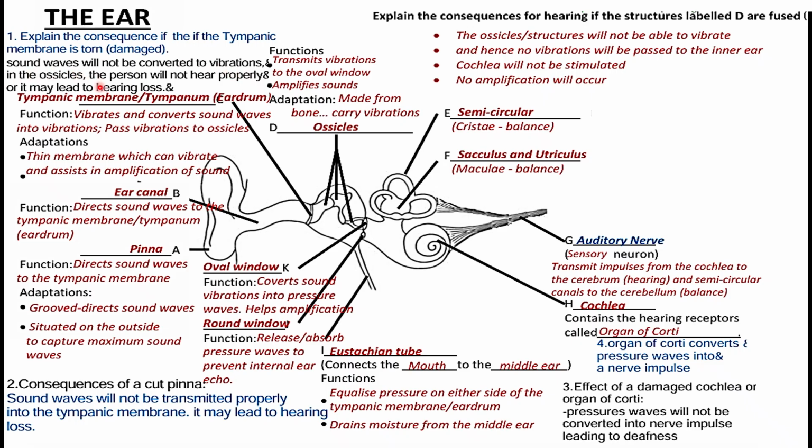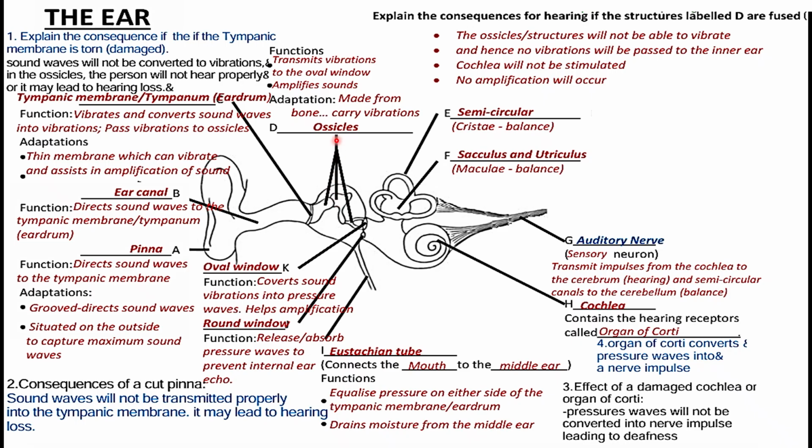So what's going to be the consequence? The person will not hear properly, or it may lead to hearing loss. So let's take it again. What are the consequences of a damaged or a torn tympanic membrane? So here are the possible answers. Sound waves will not be converted to vibrations in the ossicles. The person will not hear properly, or it may lead to hearing loss. Good.